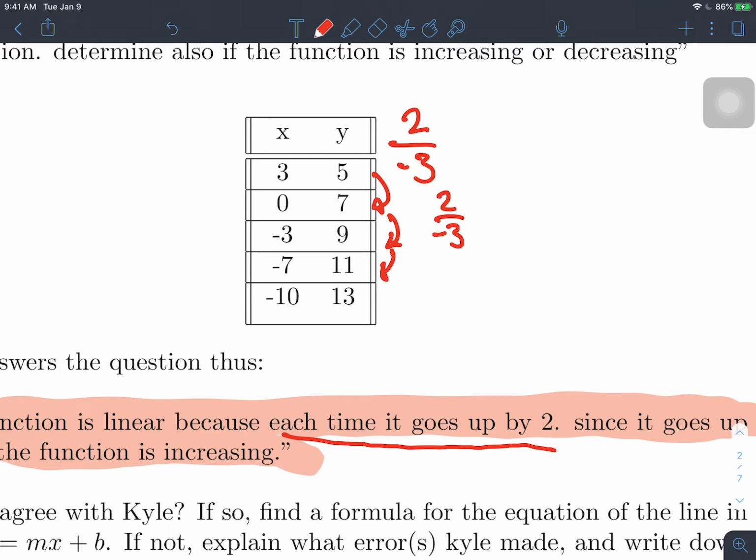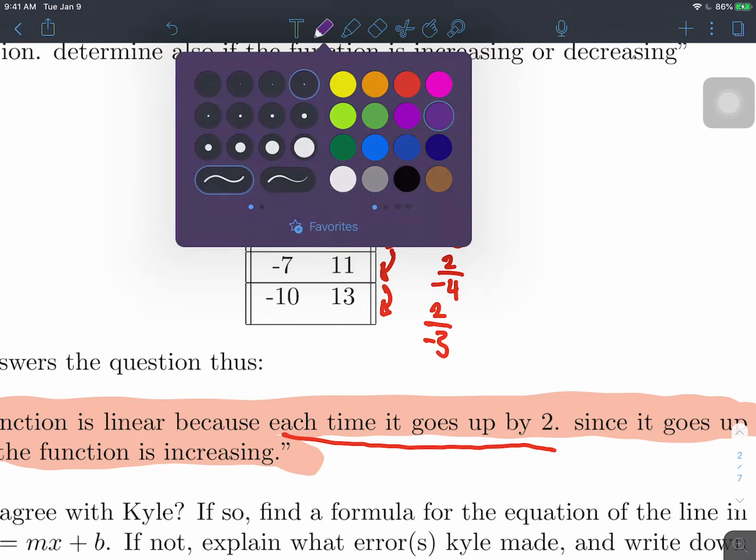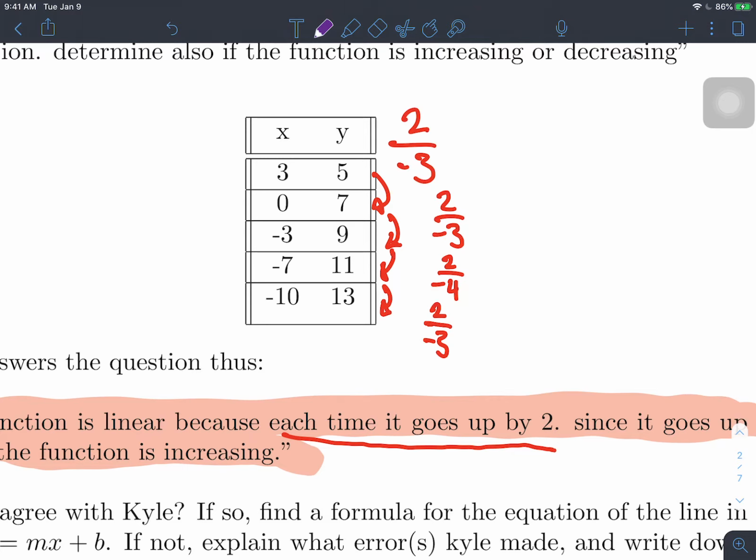Third step, looks like we went down 4 this time, and we went up 2. And the last step, we went down 3 for the x's, and we went up 2 for the y's. Now remember, if I'm going to say that this is a linear function, then the change between these intervals should all be the same, or should all be proportional to one another.